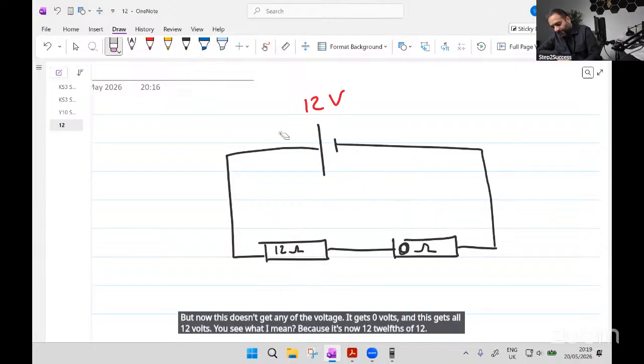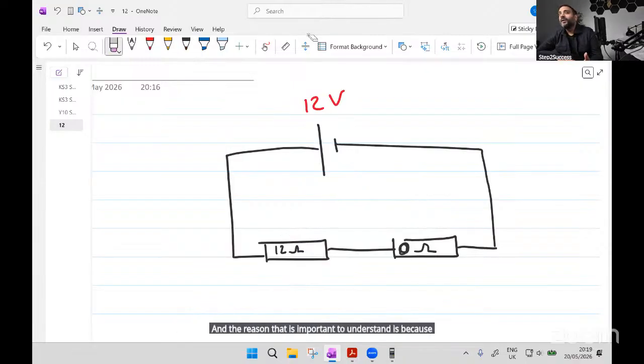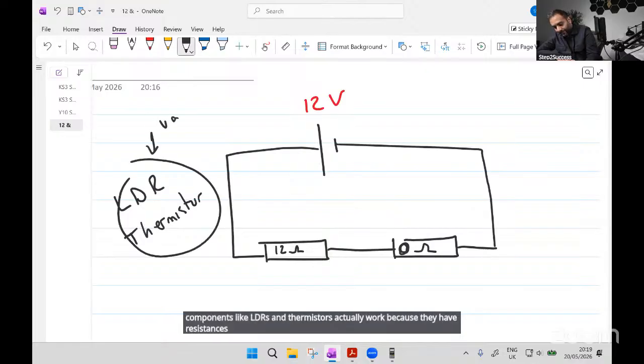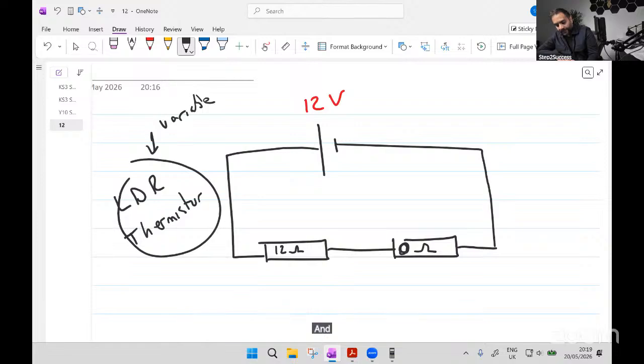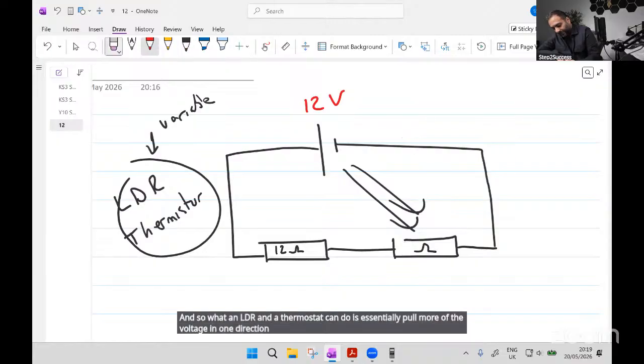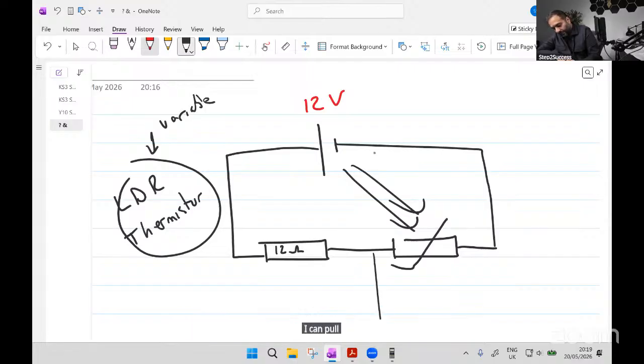And the reason that is important to understand is because it's basically how components like LDRs and thermistors actually work, because they have resistances that are variable. And so what an LDR and a thermistor can do is essentially pull more of the voltage in one direction. So if I've got a thermistor which looks a bit like this, for example, I can pull more of the voltage this way and then maybe connect a light bulb here.